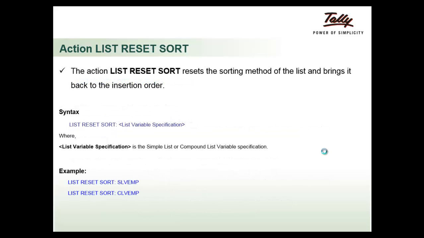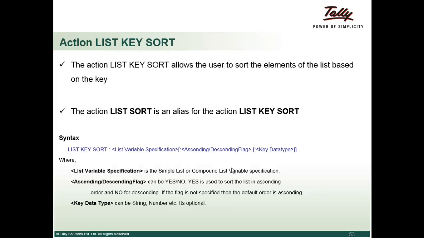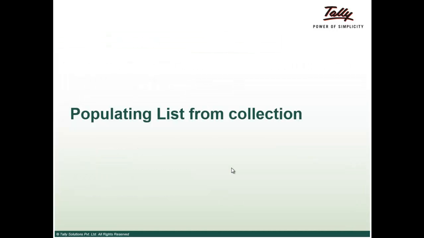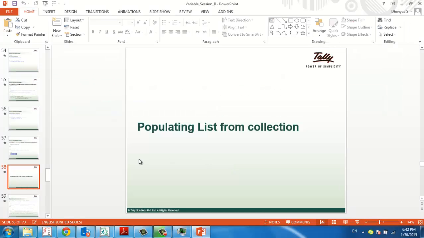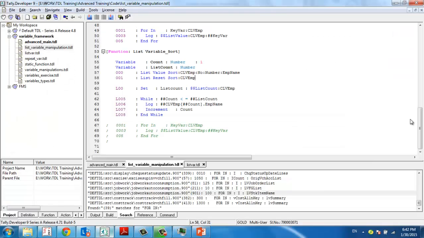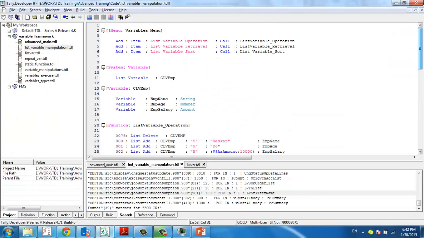Then we went to list reset sort. If you want to reset the sorting order of the elements of your list variable to its order of insertion, you can use list reset sort. So till now we saw all these things. Before we go to the next topic, let us see how we can add elements to a list variable having one more list variable or compound variable inside it.